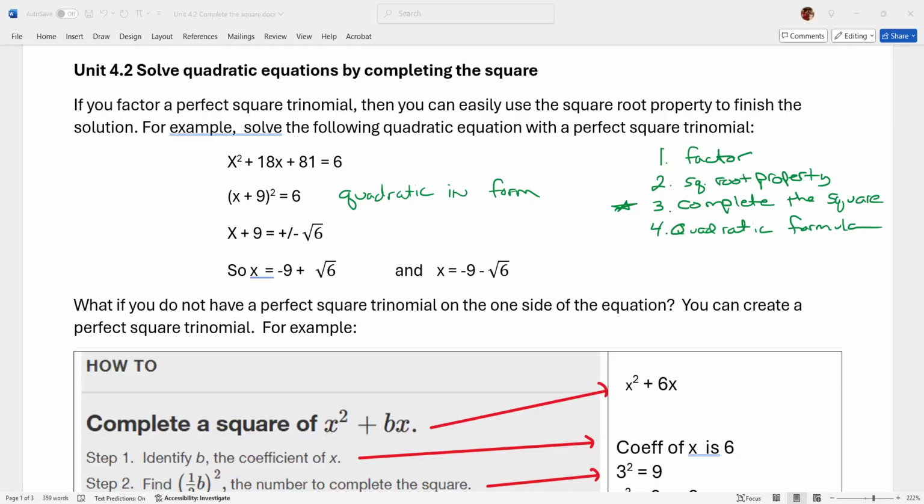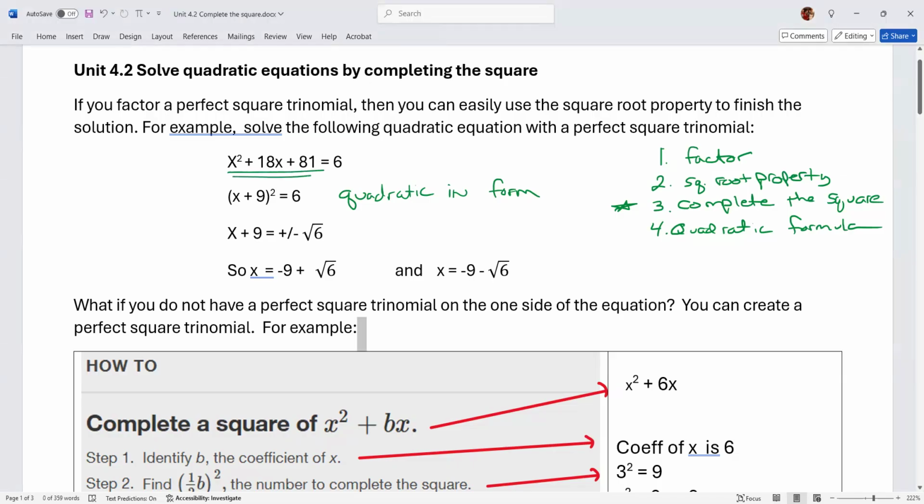Okay, section 4.2 is going to tie into 4.1 with this idea of using the square root property. The only difference is we're going to do a little exercises here to start to set this up. So let me just explain. If you notice here, I have x squared plus 18x plus 81.